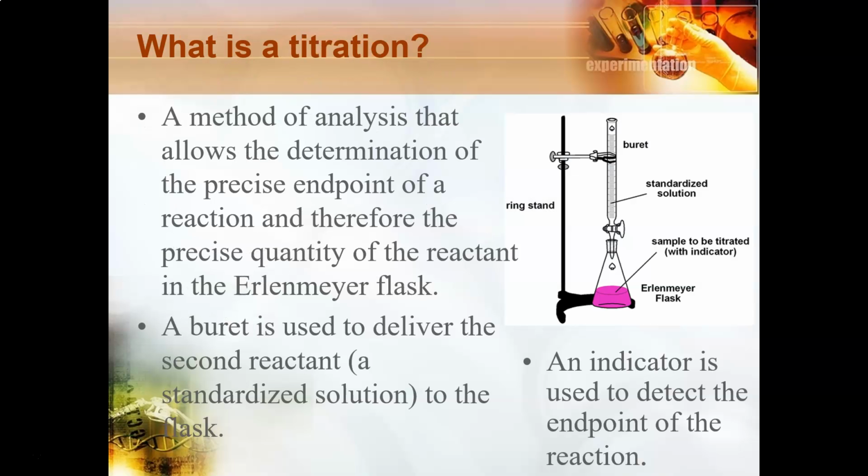So what is a titration? Well, a titration is a method of analysis that allows the determination of the precise endpoint of a reaction. What that means is that we have the exact amounts of the reactants that have reacted with each other with nothing left over. So no limiting reagent here. And what that means is that we know exactly what we have in our Erlenmeyer flask.